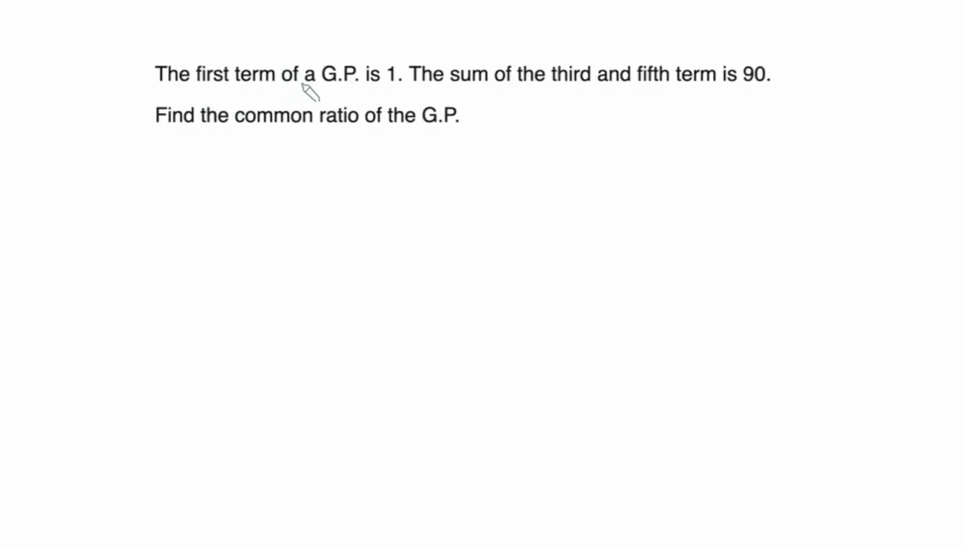If the first term of a GP is 1 and the sum of third and fifth term is 90, find the common ratio of the GP. Here we are given A equals 1 and we want to find the value of R. And it is also given that the sum of third and fifth term is 90.